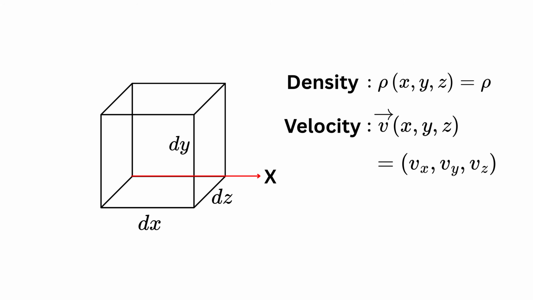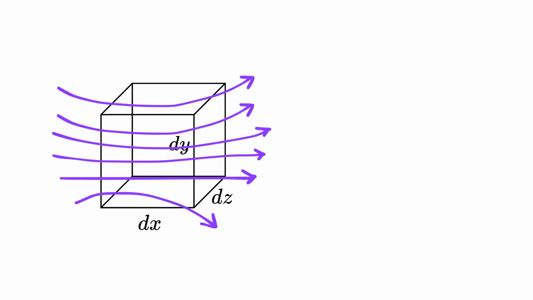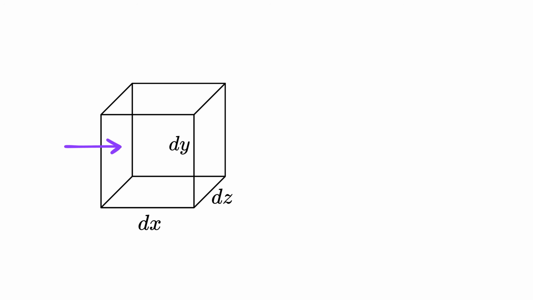The Cartesian x, y, and z axes are like these, and this position is the origin. The fluid is flowing everywhere around this control volume. It can enter from the left, leave from the right, enter from the bottom, leave from the top, and also move in and out along the z direction. So fluid is continuously going in and out of this tiny box.